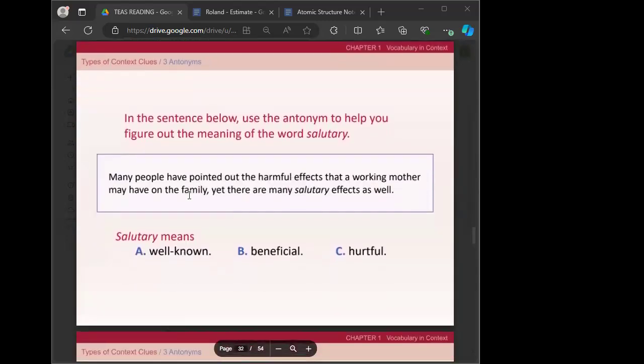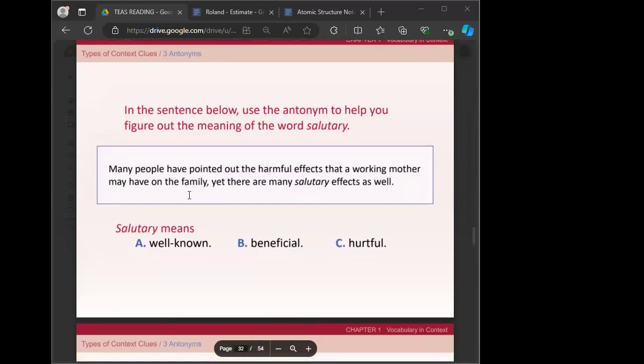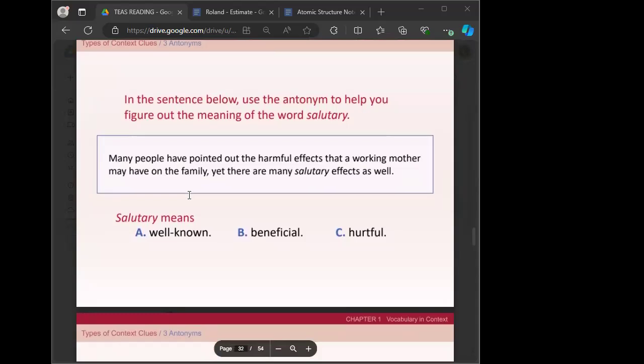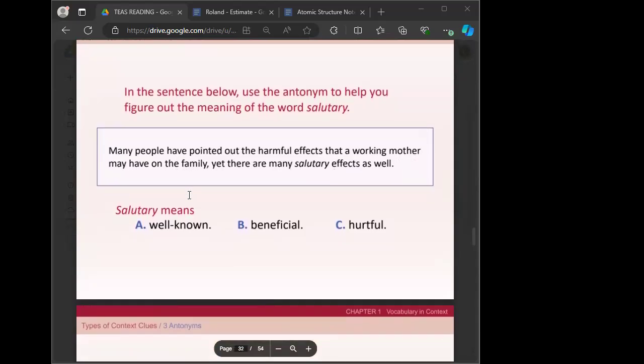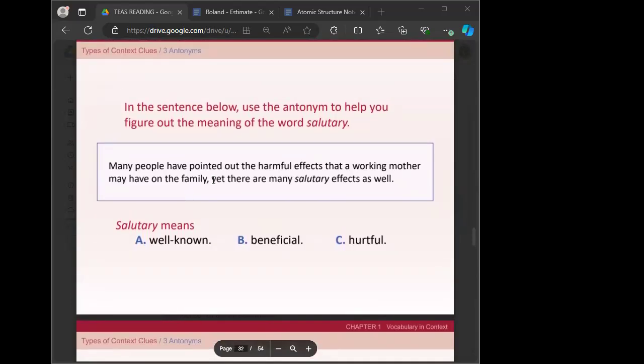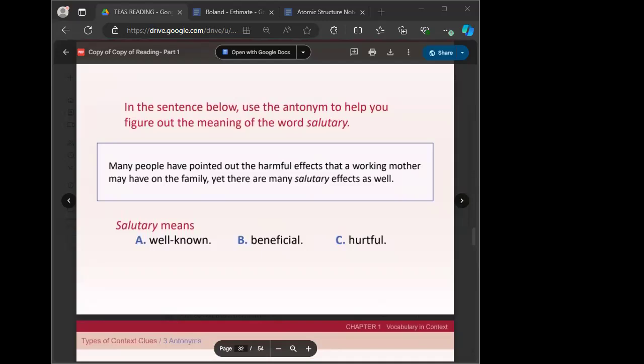Let's take a look at this one. Many people have pointed out harmful effects that a working mother may have on the family, yet there are many salutary effects. Okay, so the yet tells us that there's an antonym. So it's the opposite of harmful. Okay, so the opposite of harmful would be beneficial.